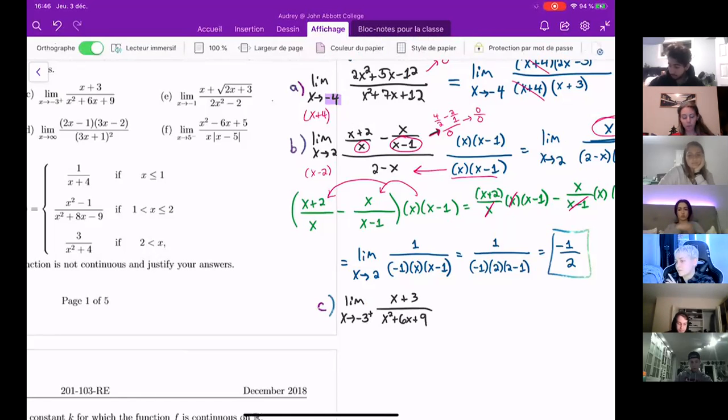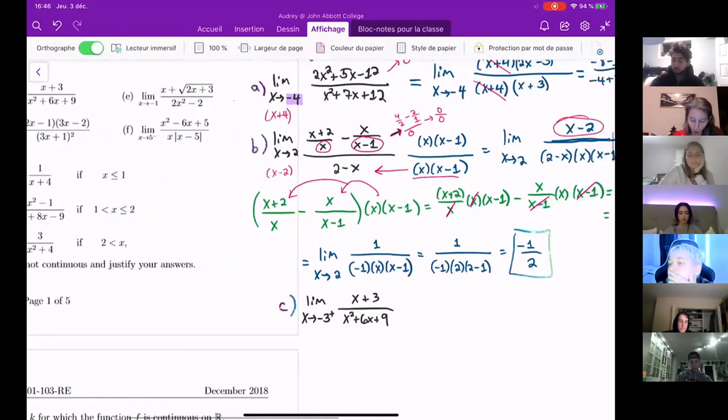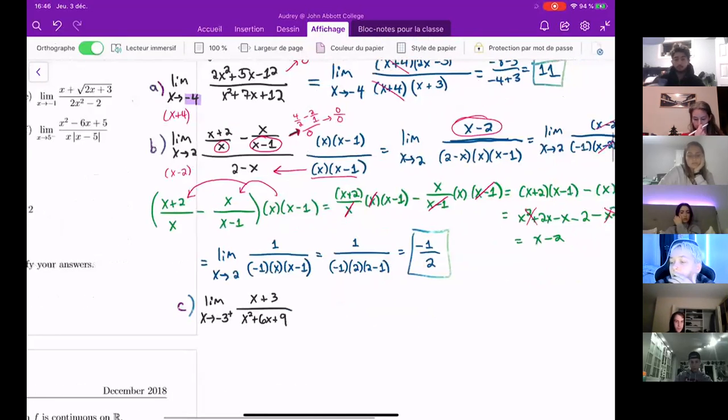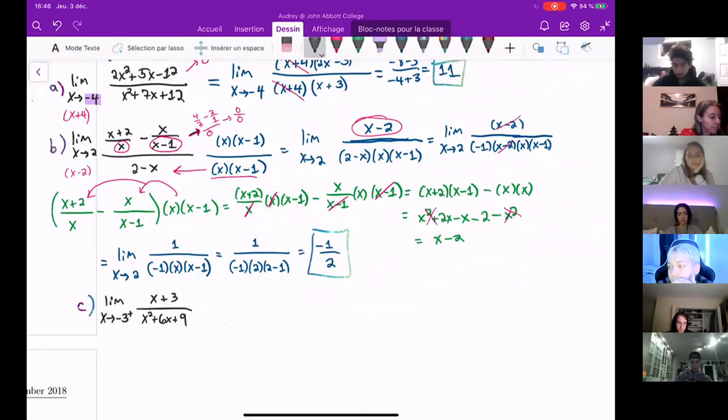As usual, we plug in first. What do I get when I plug in? 6 over 0? Oh no, 0 over 0. I actually get 0 over 0 again. You got it. I get 0 over 0, which means that I want to factor. What is the factor that I know I have? X plus 3. X plus 3. You got it.